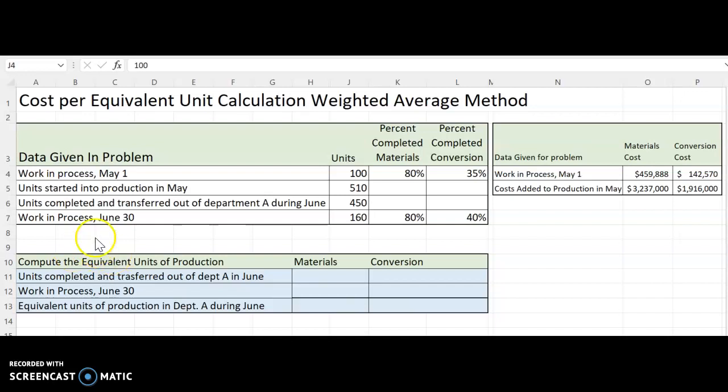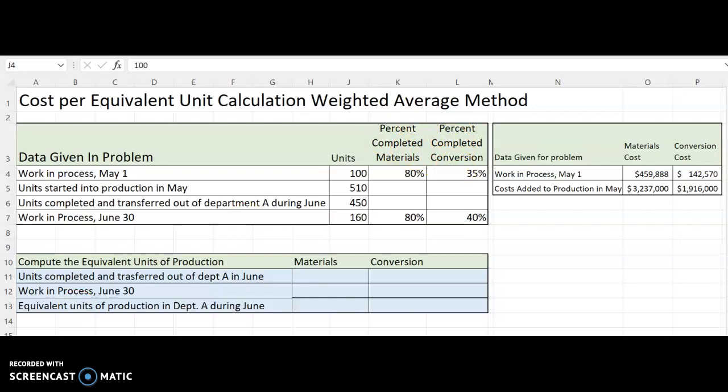And when we consider the units, we have the total units accounted for, but we have to take into account the units that are partially completed. So when we think about partially completed, there's two ways we can consider the partially completed units. And one is the materials. Are they partially completed with the material involved? And then two, conversion. Are they partially completed in terms of conversion?